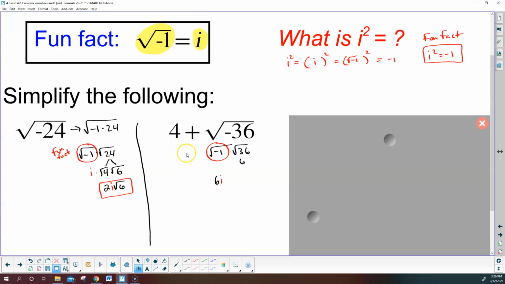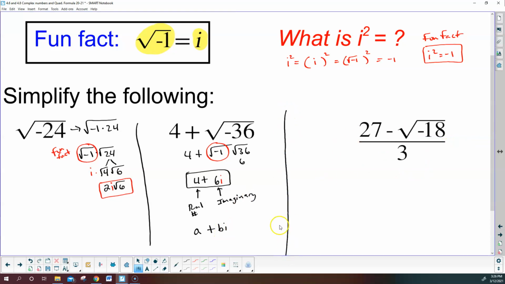And then what happens to the 4? Well, the 4 is just a number that comes down. Now think of this. This is a real number, right? 4 is a real number. And then 6i is the imaginary. You cannot combine the real with imaginary portions. So that's as far as we can go. And that is our complex number. Notice it's in the form of a plus bi. The real portion is 4, and then b is 6, and i is the imaginary.